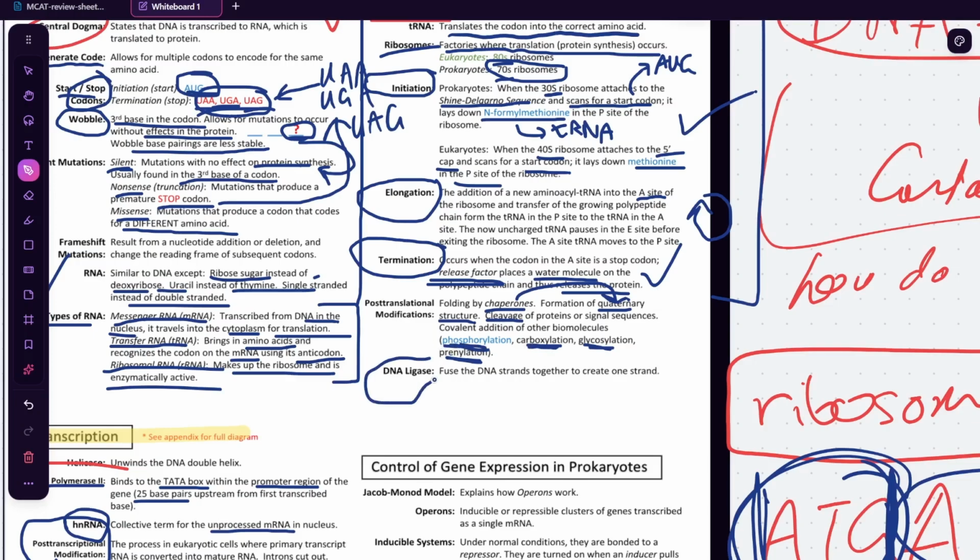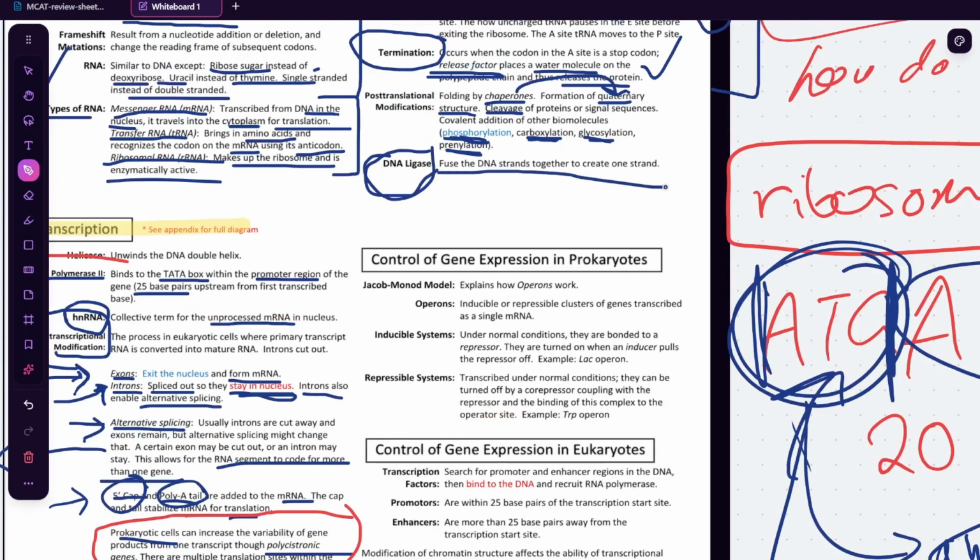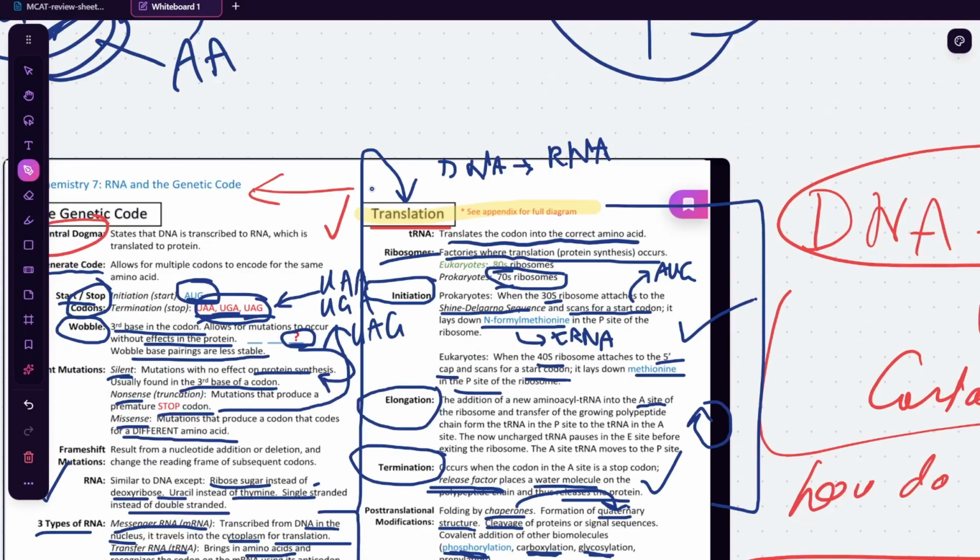DNA ligase is basically exactly what it sounds like: it fuses DNA strands together to create one strand. It's able to fuse a lot of DNA together by forming phosphodiester bonds between the sugar-phosphate backbones of DNA fragments. So you can think of DNA ligase as like a stapler for DNA, right? So that's DNA ligase.